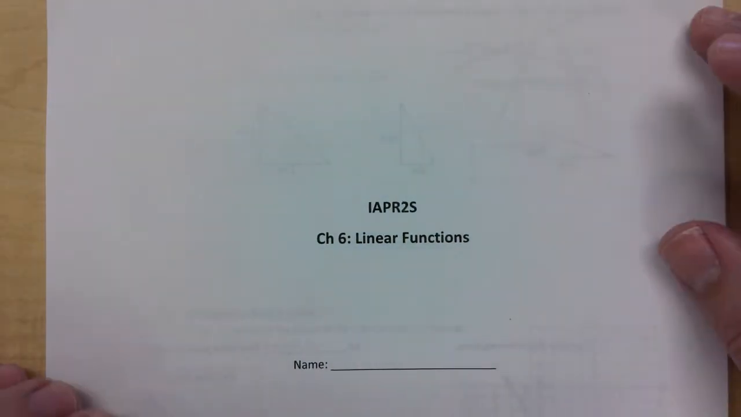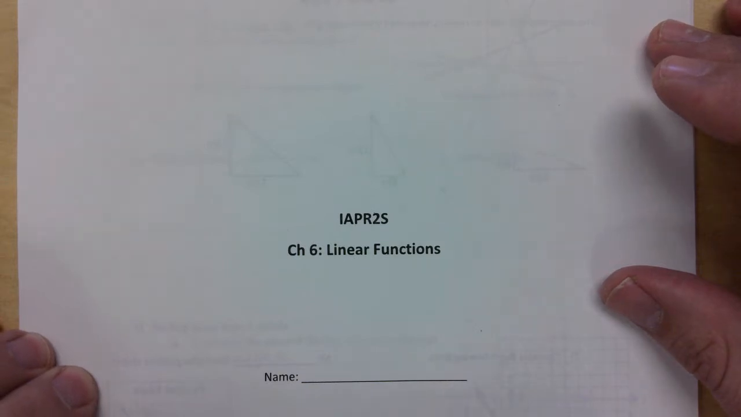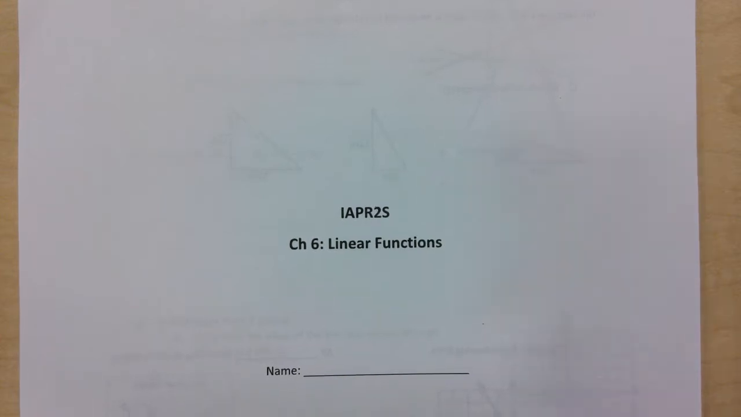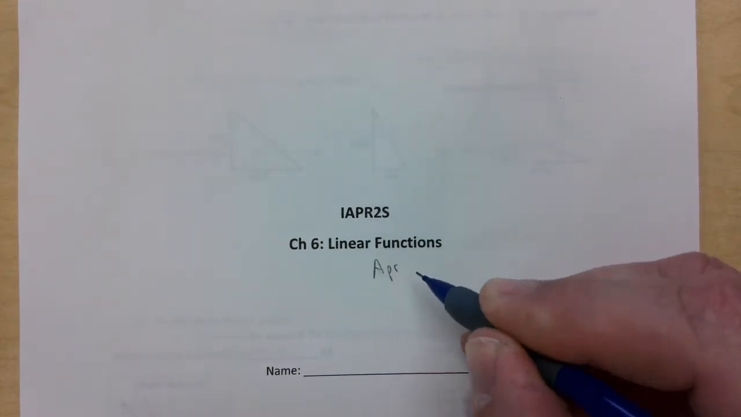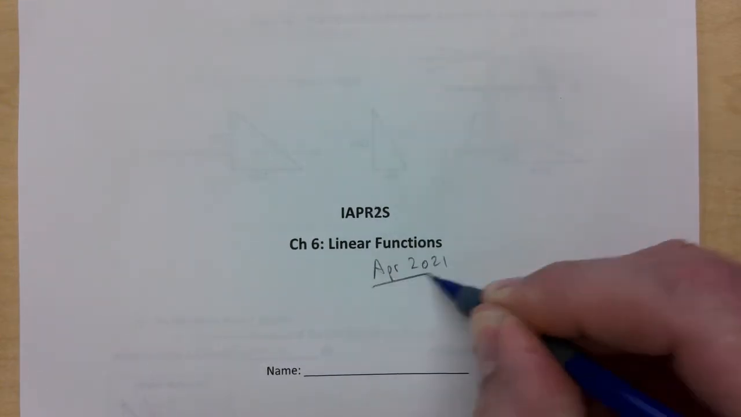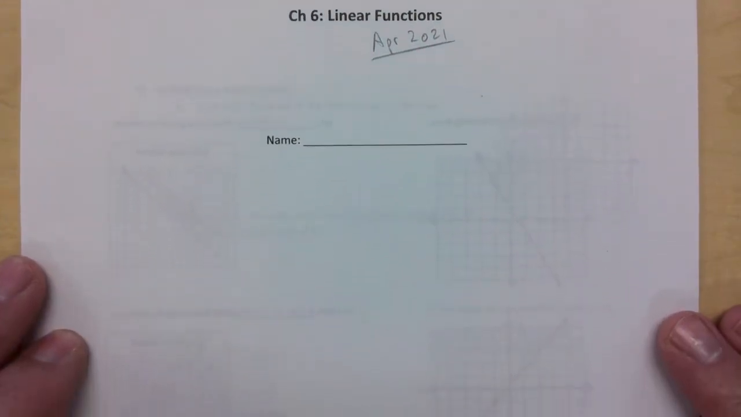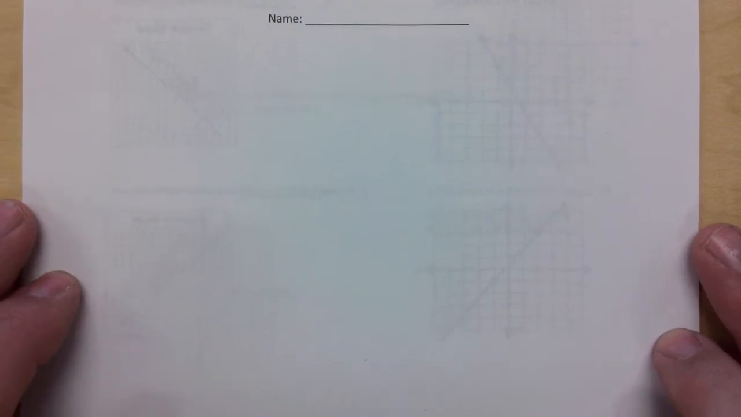All right, this is chapter 6, linear relations. So we're basically just continuing where we left off in chapter 5. And a new term that we're going to talk about here, I'll just make a note for myself, is slope. Rate of change is now going to be called slope.